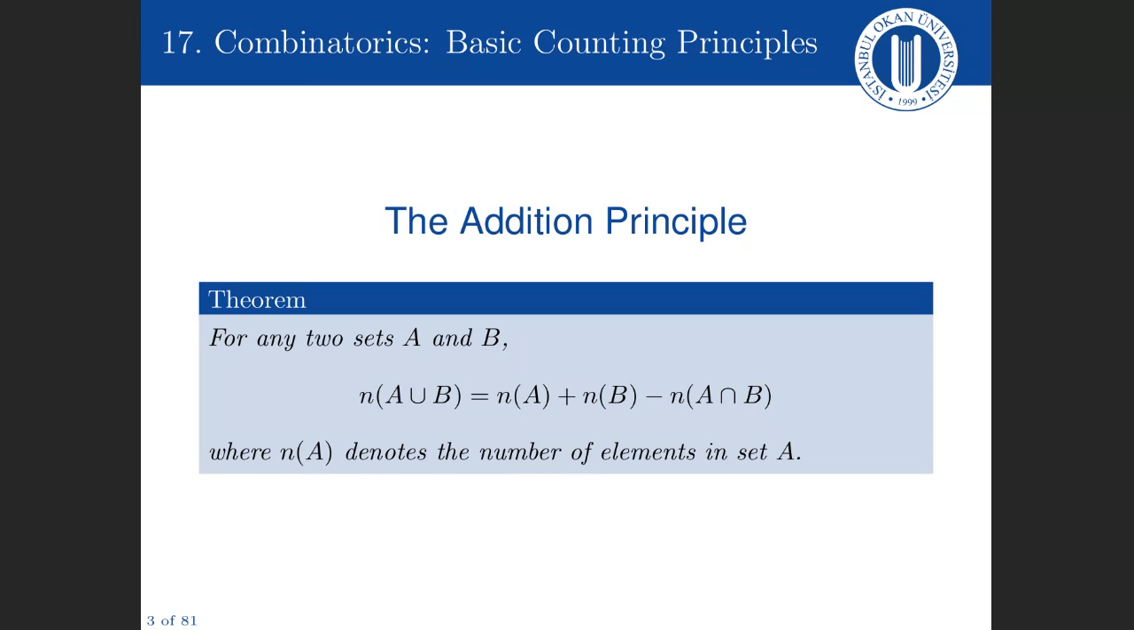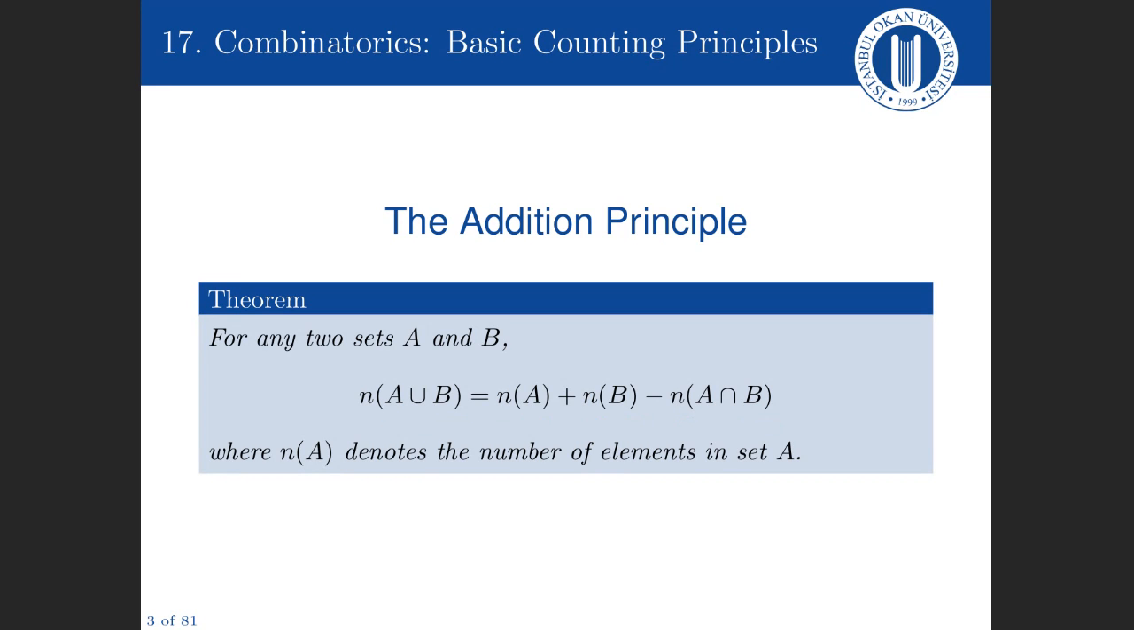Let's suppose we have 2 sets, set A and set B. And let's suppose we want to count the number of elements in the set. The number of elements in A, we call n(A). n(B) is the number of elements in B. And n(A intersection B) is the number of elements which are in both A and in B. And n(A union B) is the number of elements in A union B, or to say it another way, the number of elements which are in at least one of the sets A and B.